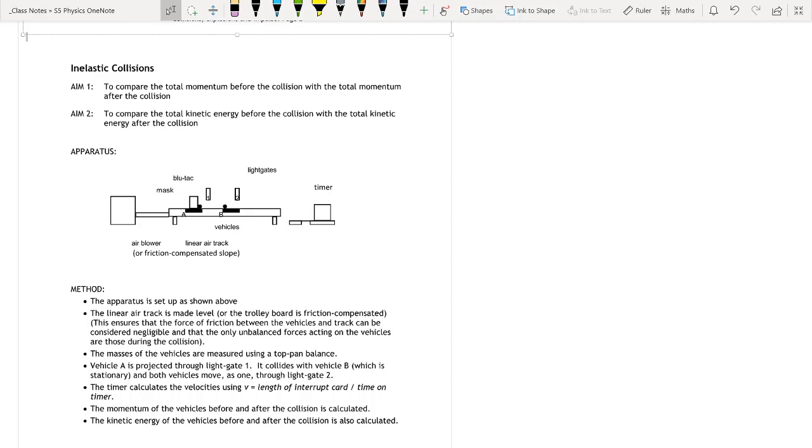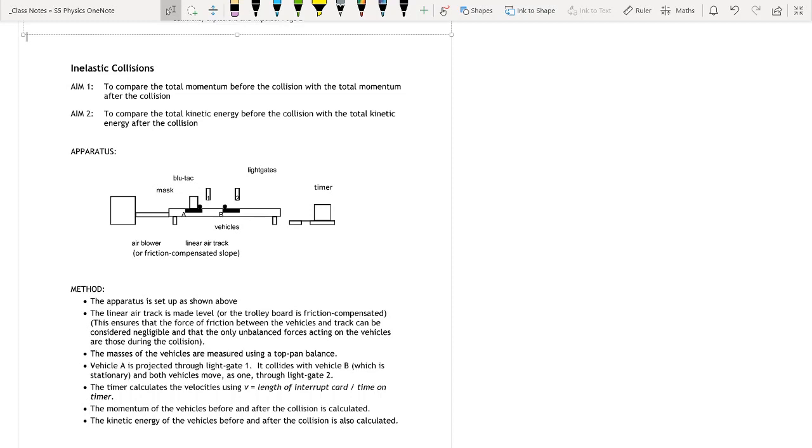And what we do is compare the total momentum before the collision and the total momentum after the collision. And we also find the total kinetic energy before the collision and afterwards. So obviously, to find the total momentum before the collision, we need to know the mass of the trolleys and the initial velocities of the trolleys. And to find the momentum after, we need to know the mass of the trolleys again and their final velocities.